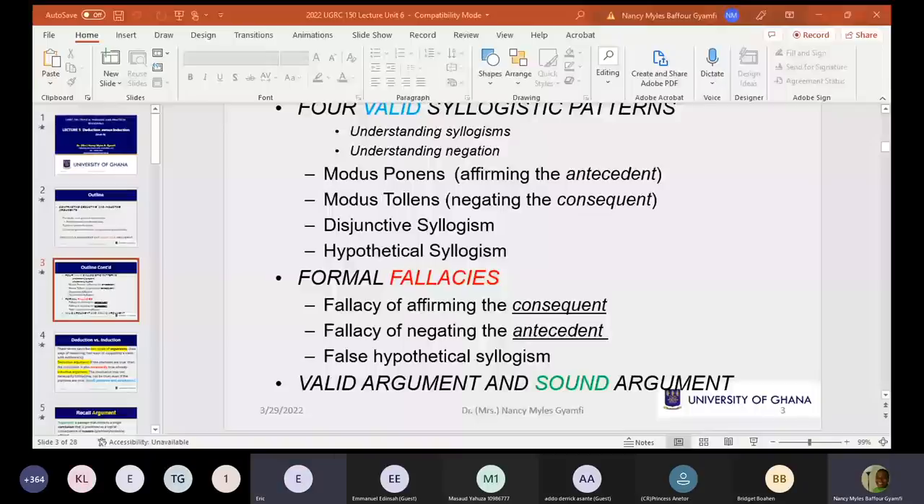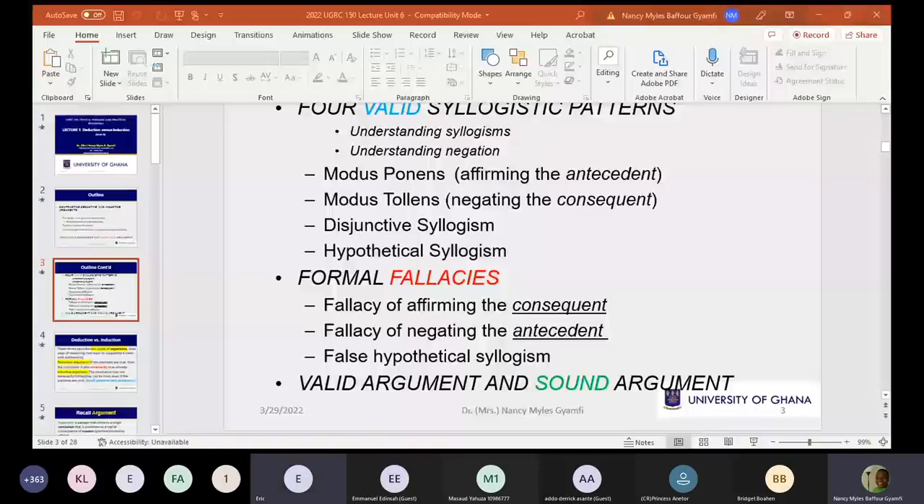I would like you to go again on the formal fallacies. How did you understand it earlier, please? It's like when you're not following the correct pattern of deduction. That's correct. Yes, it's correct. That is it. Okay, so you got it.